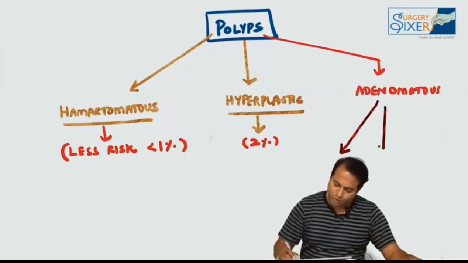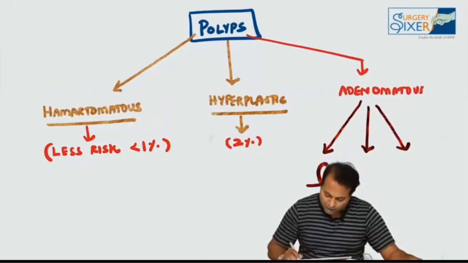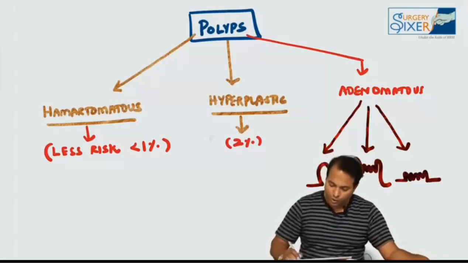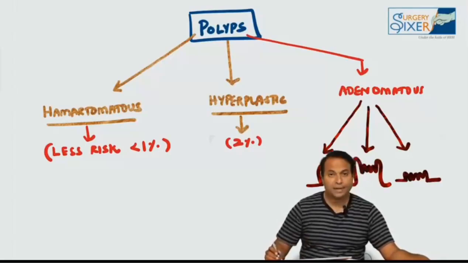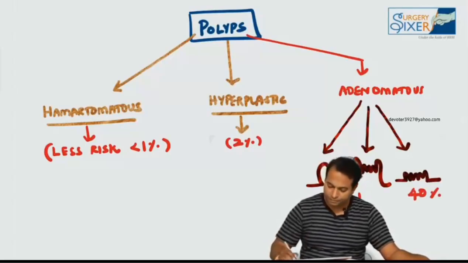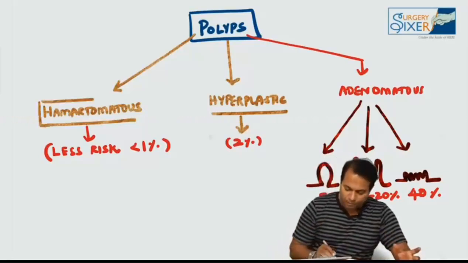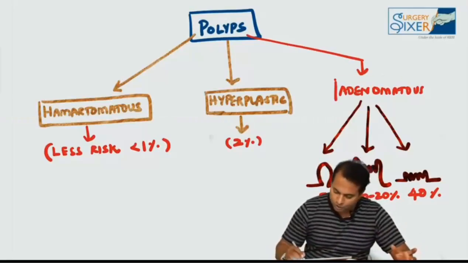We have three types of adenomas. What are they? The adenomas are tubular adenomas, villous adenomas, or tubulovillous adenomas. Tubular adenoma has 5% risk of malignancy. Villous has the highest risk, 40%. Tubulovillous has 10 to 20% risk of malignancy. So as you see from this slide, hamartomatous, hyperplastic and adenomatous polyps all have a risk of malignancy.